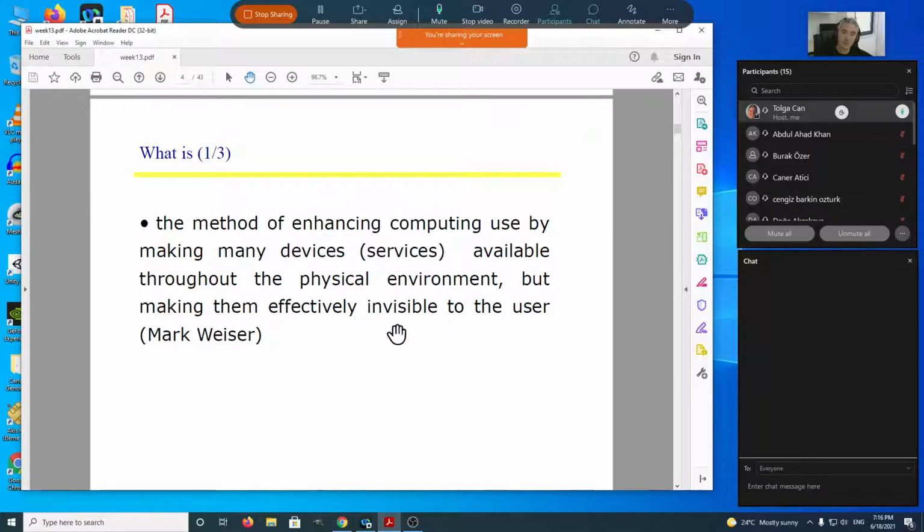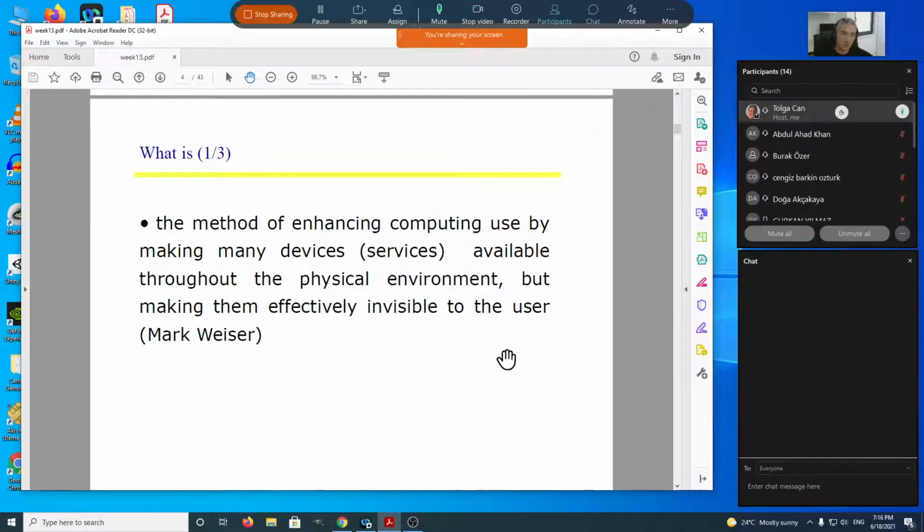Okay, so the important thing here is that the technology shouldn't be in our focus. It should be embedded in the background, making it invisible to the user. It should enhance our interaction with technology, but it should not be the main focus. The tasks should be in focus.